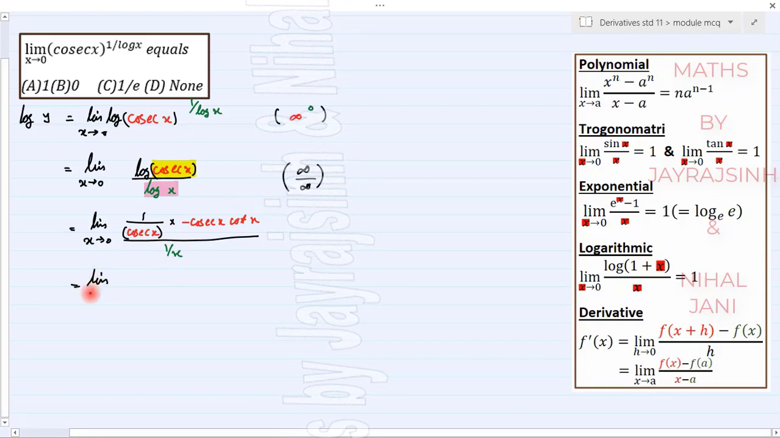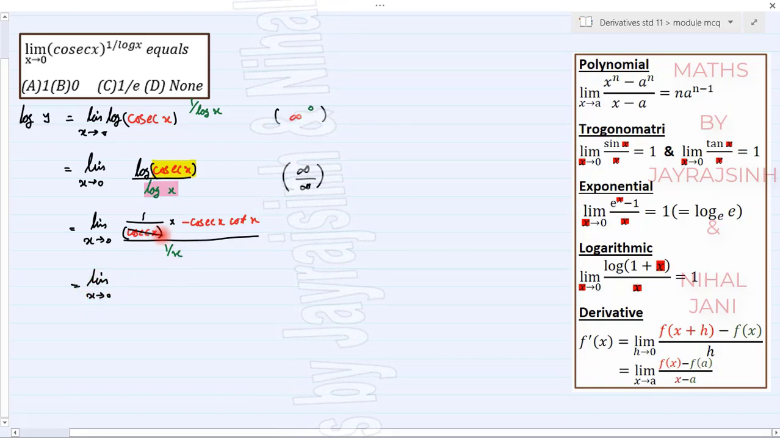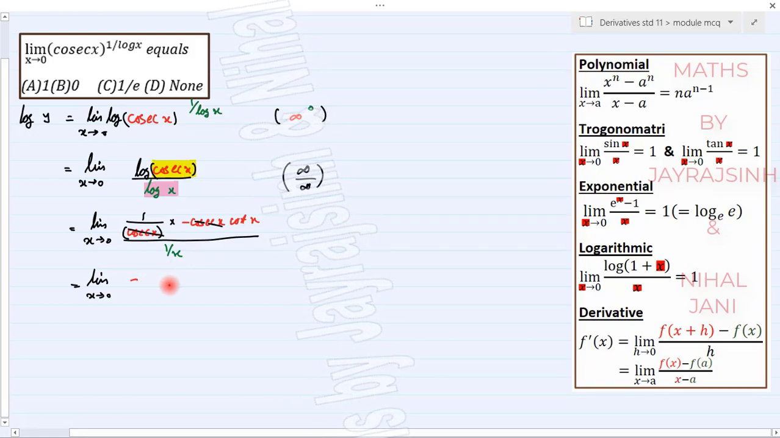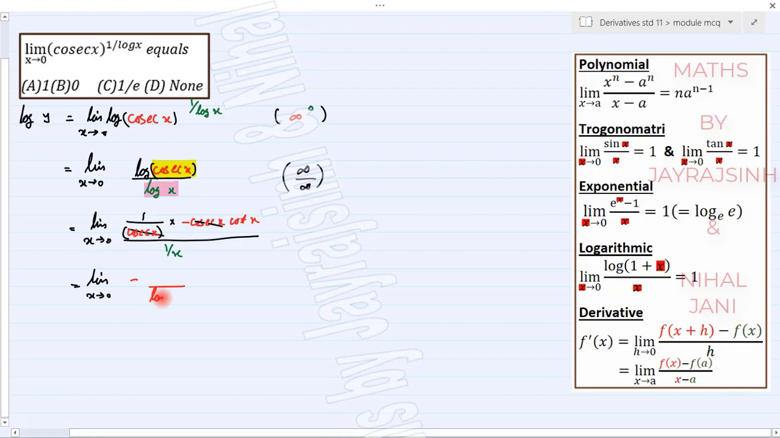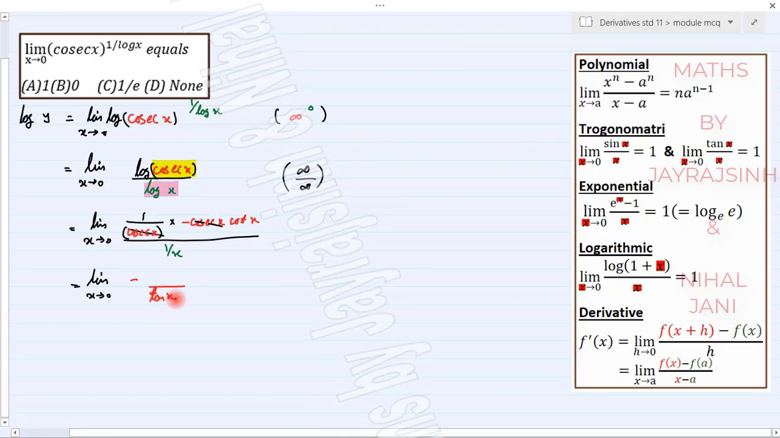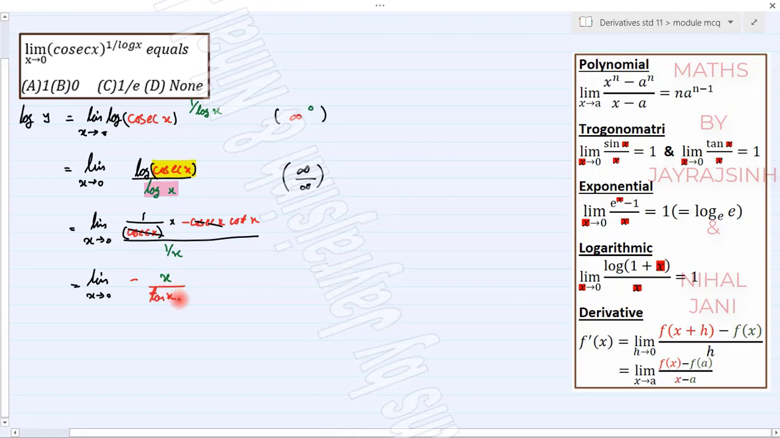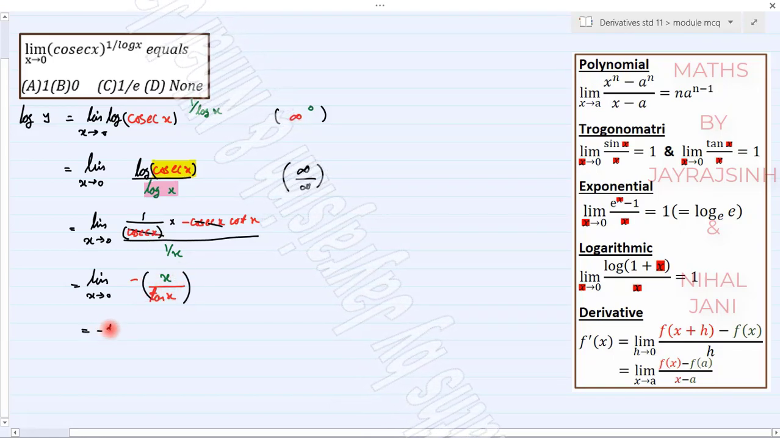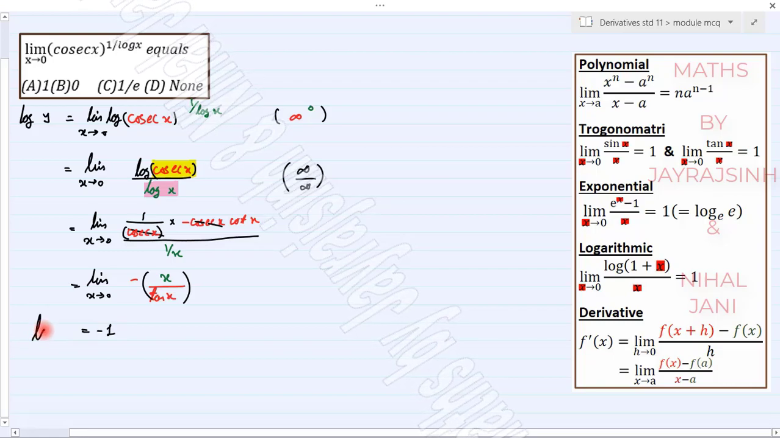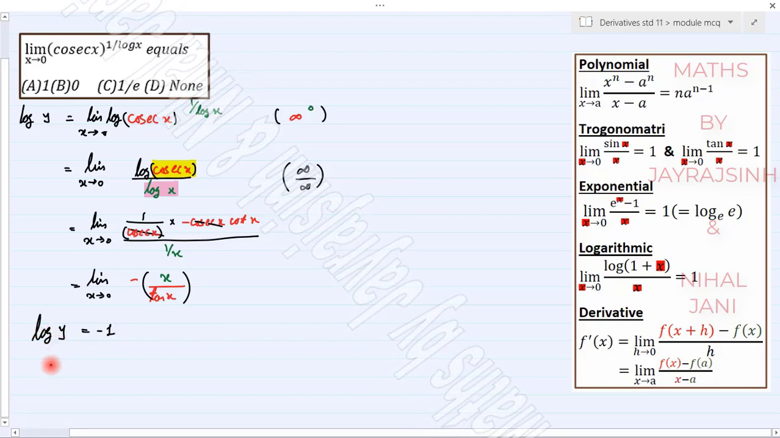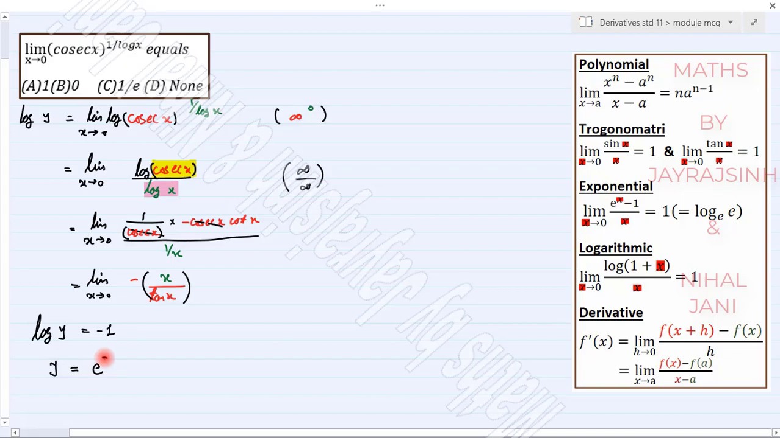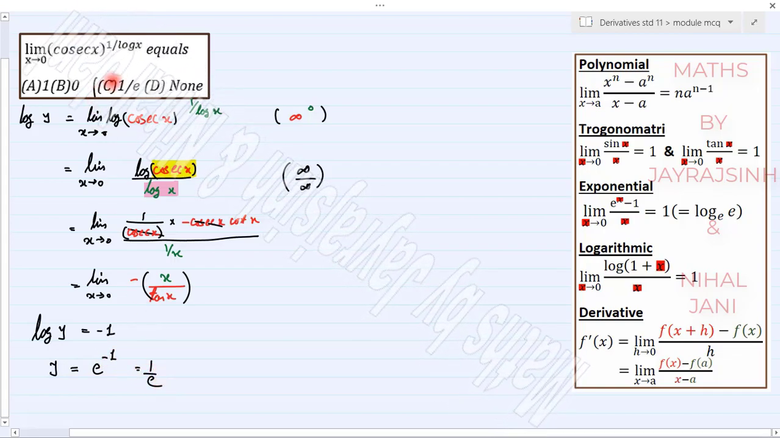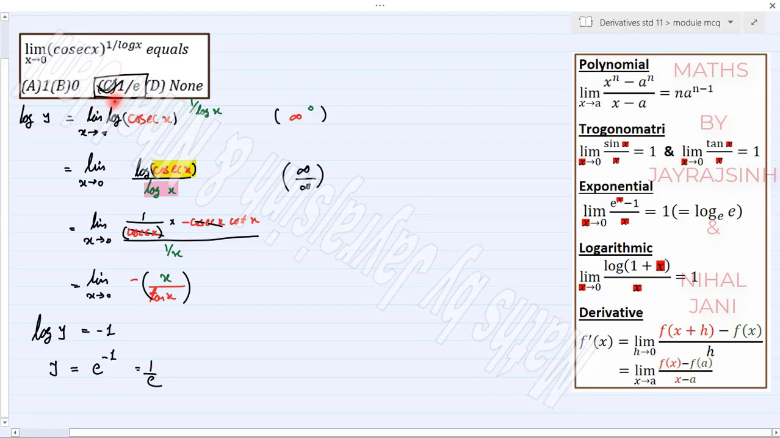Now let's simplify. This cosec x will cancel out. We can say cot x can be rewritten as 1 upon tan x, and 1 upon x will move to the numerator. So here we'll get x upon tan x, minus 1, which is equal to log y. So we can say y is simply e raised to minus 1, or we can say 1 by e is our final answer, which is given in option C.